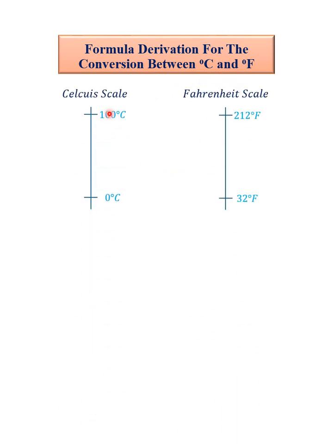In this video, we want to derive the formula for the conversion between degree Celsius and degree Fahrenheit. These are the scales. This is the Celsius scale and this is the Fahrenheit scale. For the Celsius scale, 0 degrees Celsius is the freezing point of water, while 100 degrees Celsius is the boiling point of water. For the Fahrenheit scale, 32 degrees Fahrenheit is the freezing point of water, while 212 degrees Fahrenheit is the boiling point of water.